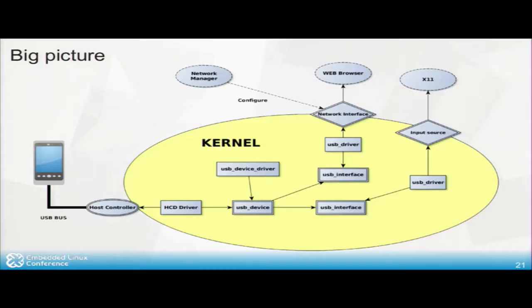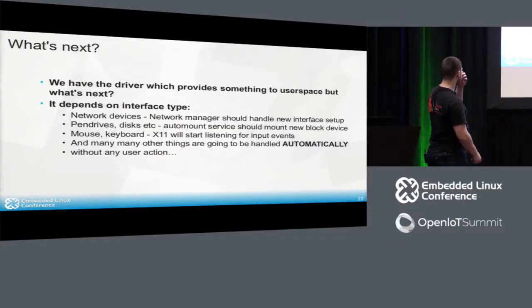The big picture. We have our USB device, the USB bus, host controller, its driver, our struct usb_device, multiple interfaces from the current configuration, a driver for each interface, and those drivers provide something to user space, for example, the network interface or input source to our X11 if this is a keyboard or something like this.